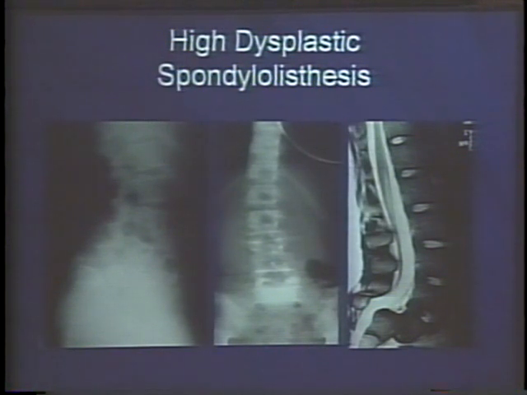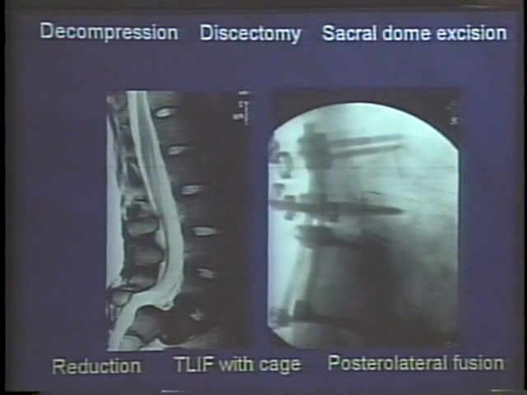Our goal should be to restore the normal lordotic relationship, number one. And number two, as much reduction as is commensurate with being safe should be attempted. This short segment was done with a series of procedures: decompression, discectomy, excision of the sacral dome, reduction with pedicle screws, as you see on the right, placement of a cage to establish the anterior column support, and finally posterior compression and a posterolateral fusion.